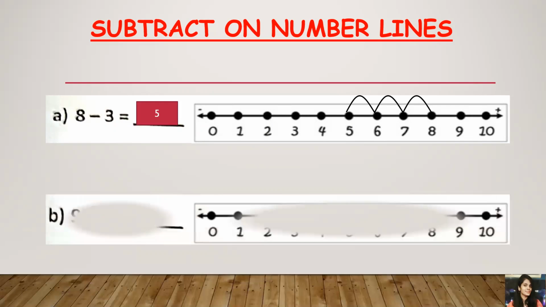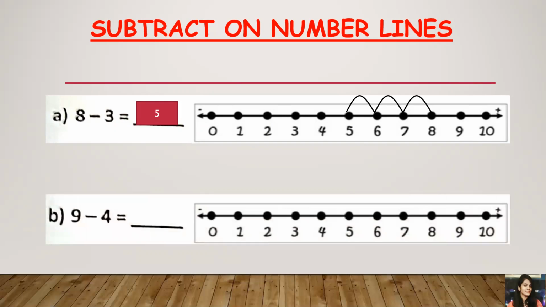B. 9 minus 4. We will start with the bigger number, which is 9, on the number line and count backward 4 times. 9, 8, 7, 6, 5. So our answer will be 5.